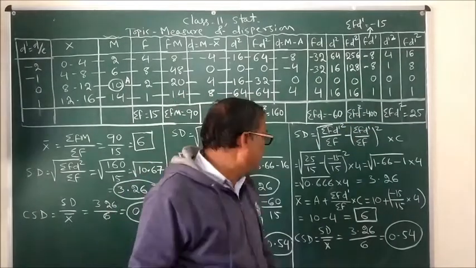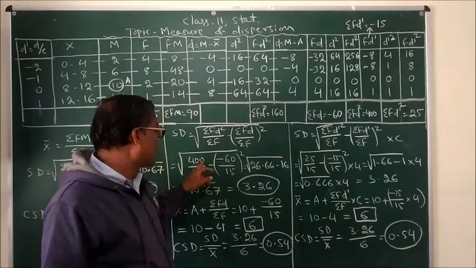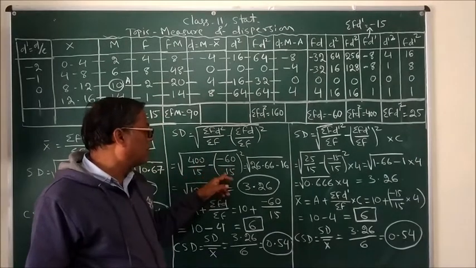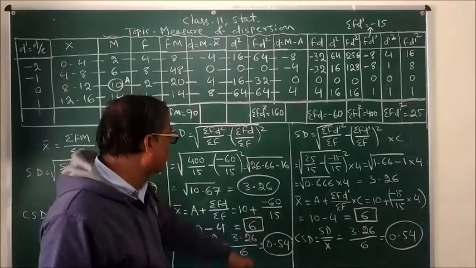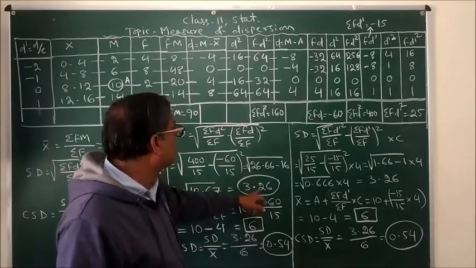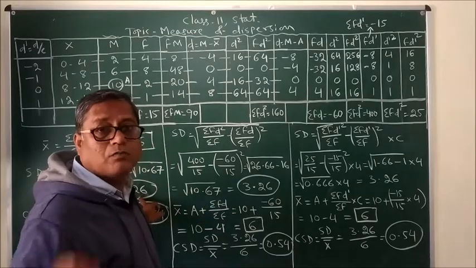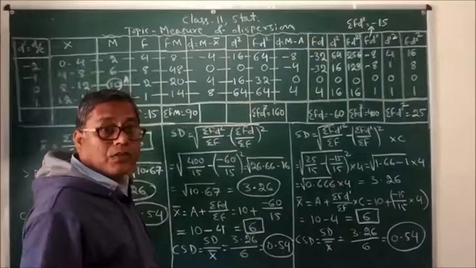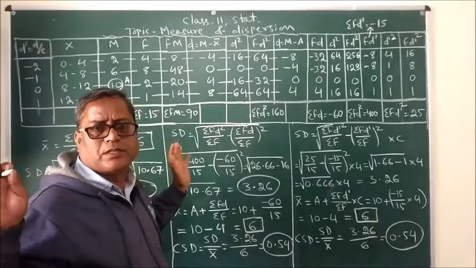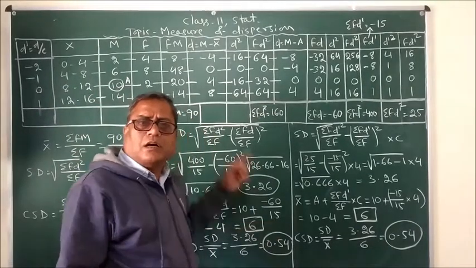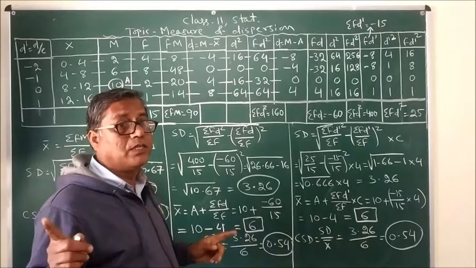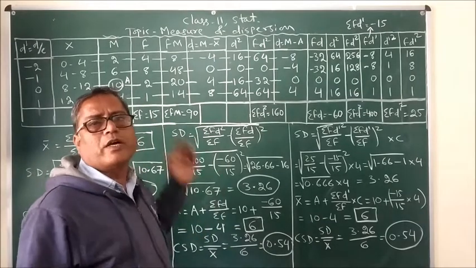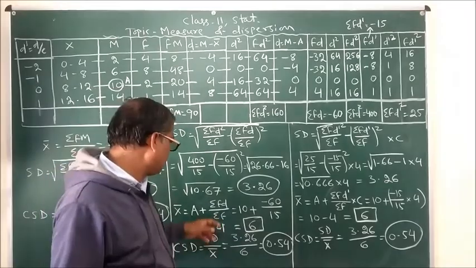Once we get the value, use the formula, 400 upon 15 minus 60 upon 15 squared, square root, and it's a simple mathematical calculation, and ultimately we arrived at 3.26, the same value we found in the direct method. See students, whatever the method may be, the result must be the same. If you find any variation in the result, then be sure that somewhere you have committed some mistake.